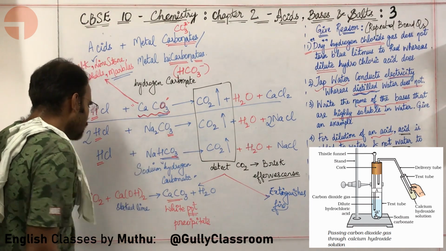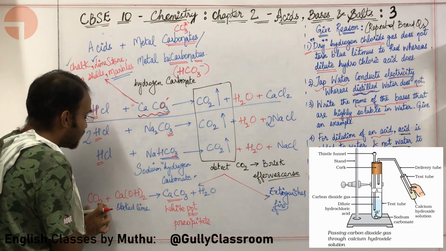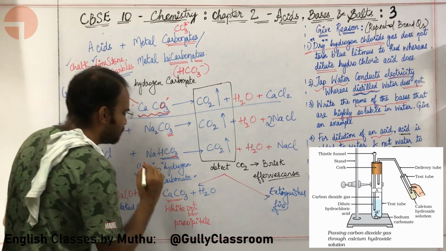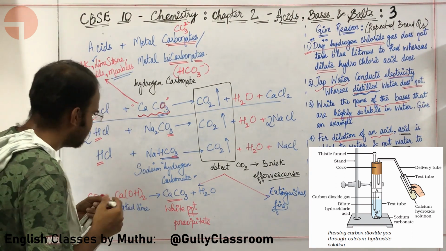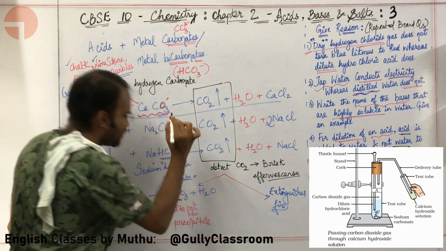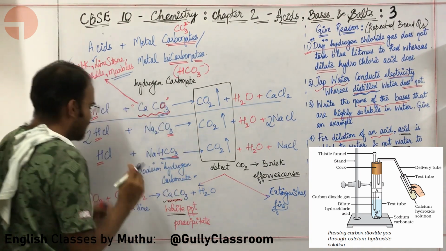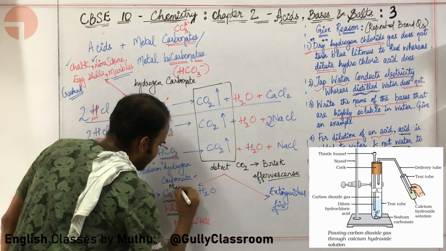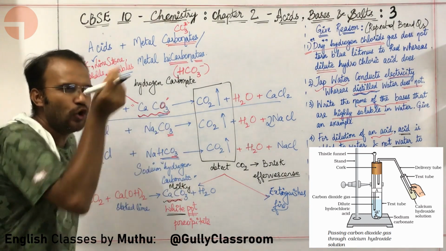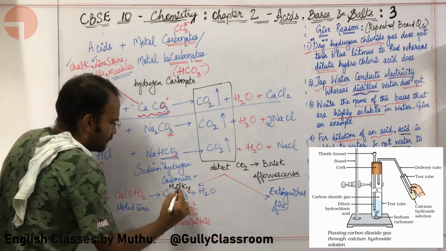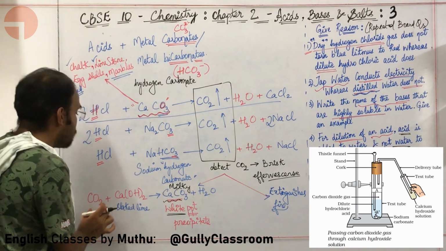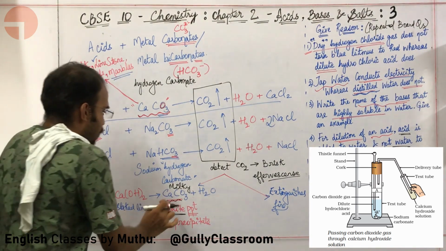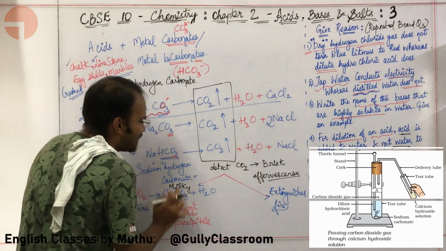So, carbon dioxide on reacting with slaked lime turns slaked lime milky. What is the meaning of the word milky? The formation of calcium carbonate, a white precipitate, makes slaked lime look milky. So, carbon dioxide turns slaked lime milky by forming white precipitate, which is calcium carbonate.